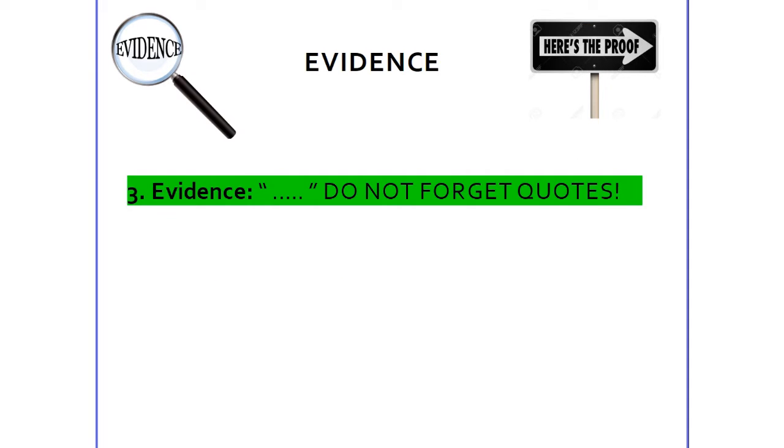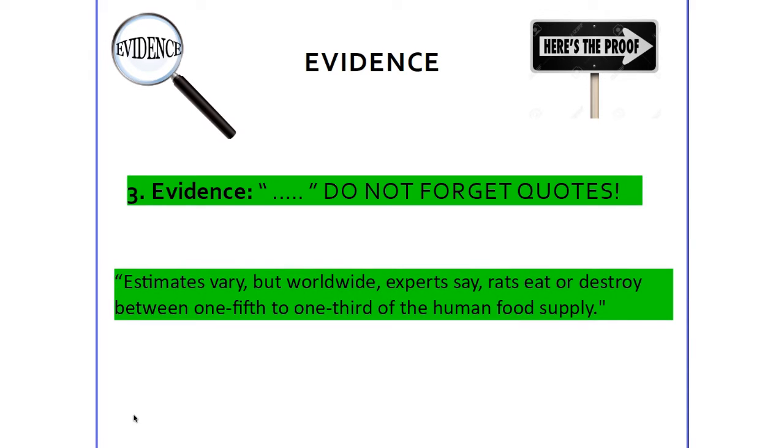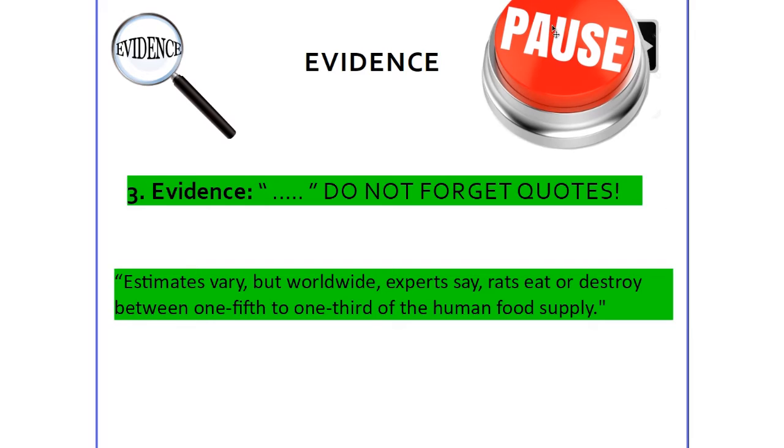So although my next step is introducing my evidence, I'm actually going to have us start with just writing out our evidence and leaving some room in our notebook to introduce our evidence. So go ahead and write out your evidence. And I really want you to pay attention to what your evidence says, because it will really help you when you go ahead and write your introduced evidence. So in my case, estimates vary, but worldwide experts say rats eat or destroy between 1/5 to 1/3 of the human food supply. Okay, so go ahead really quickly, leave like 4 lines for your introduced evidence and go ahead and write your evidence out. So go ahead and pause and do that.